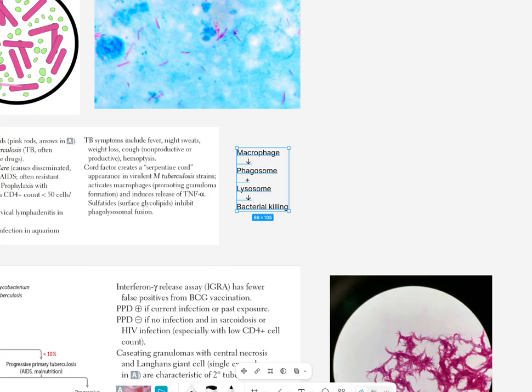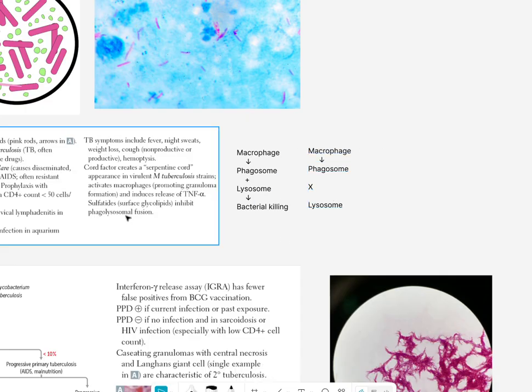But TB blocks this. The tuberculosis bacillus takes the macrophage and phagosome and stops the lysosome from killing it, and this happens through these sulfatides, which are surface glycolipids. So there's no fusion, there's no killing, and the TB survives intracellularly.